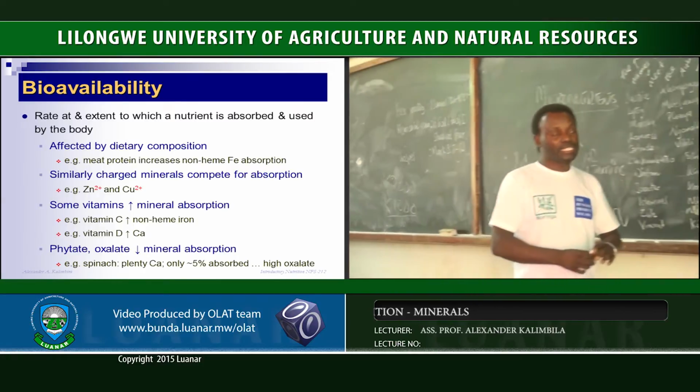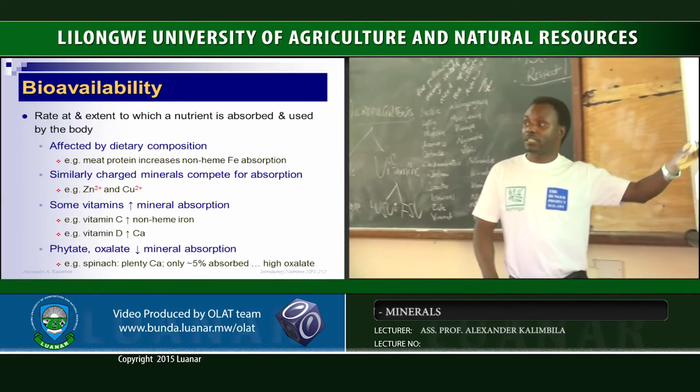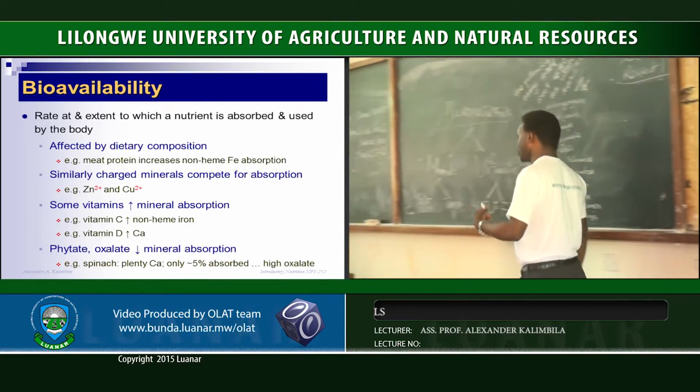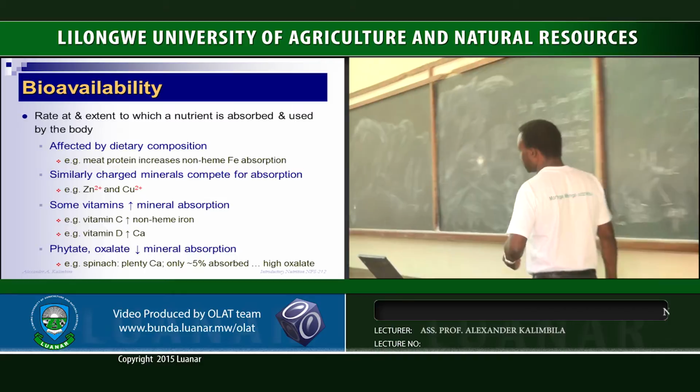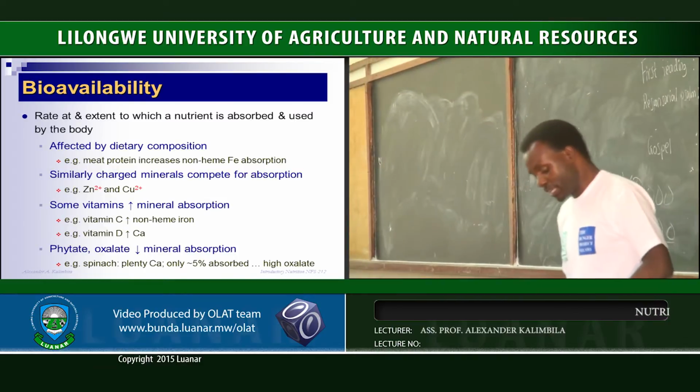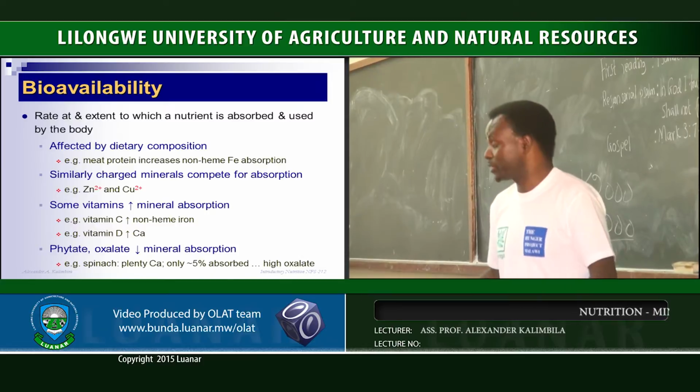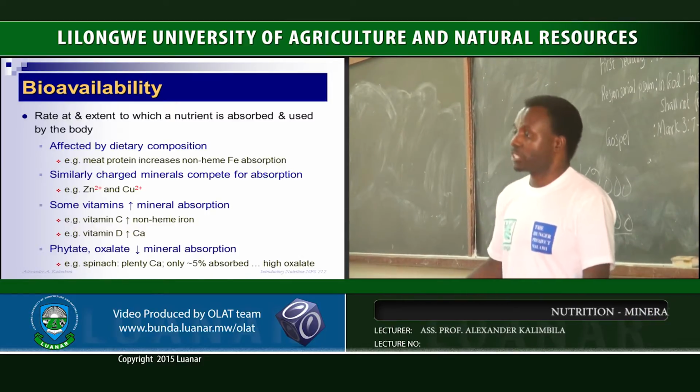The other thing is that there are certain vitamins that are critical for absorption. One of them is vitamin C. When you consume foods rich in vitamin C, and we've covered vitamin C already, one of the great sources of vitamin C are citrus fruits.